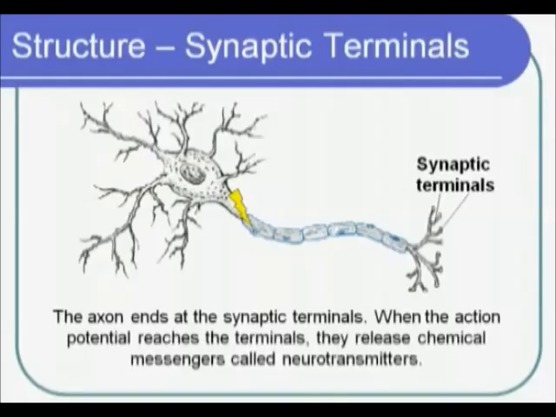The axon ends in what is called the axon terminal or synaptic terminal. The axon terminal can branch off and form thousands of connections to thousands of other neurons. When the neural signal reaches the end of the axon, the electrical signal needs to be converted to a chemical one. So when the neural signal reaches the synaptic terminal, chemical messengers called neurotransmitters are released.